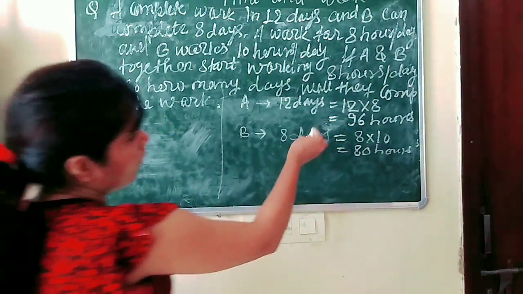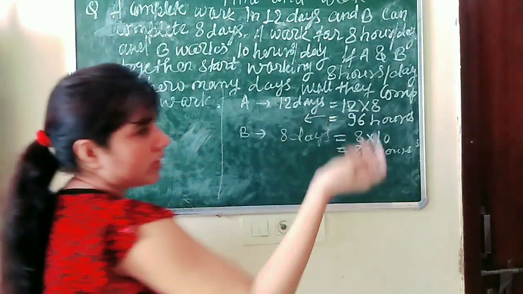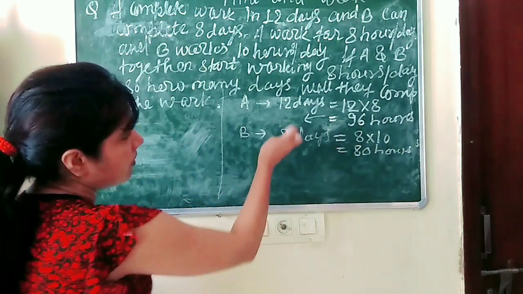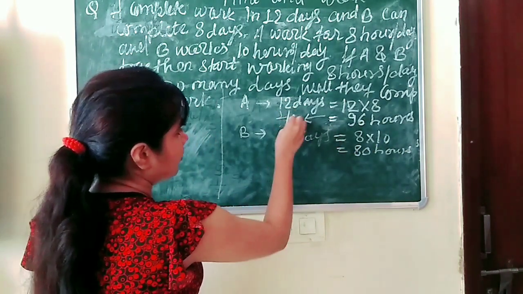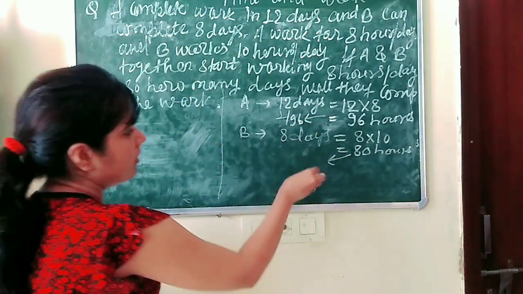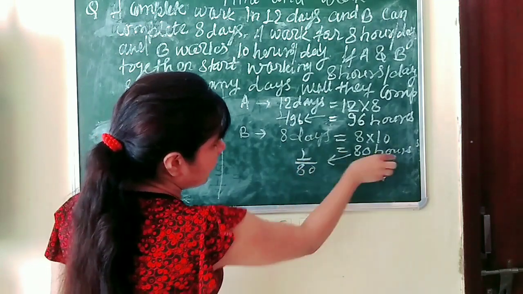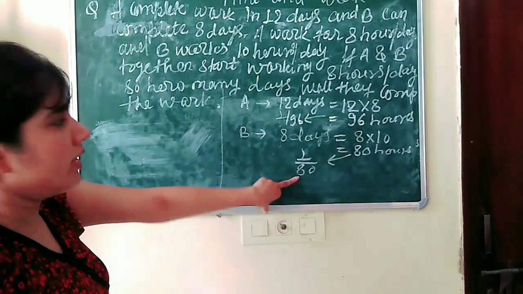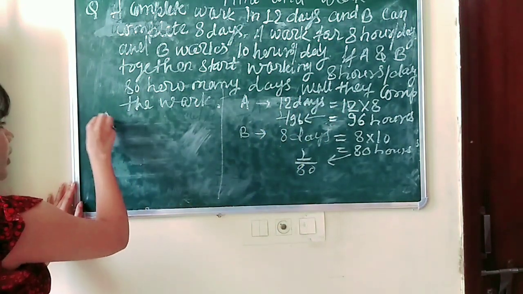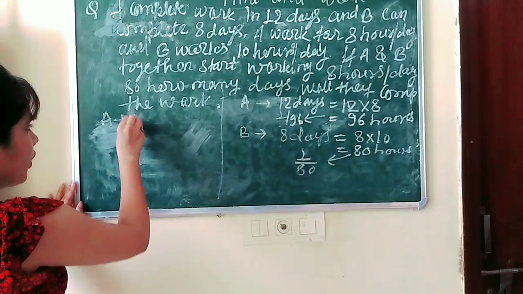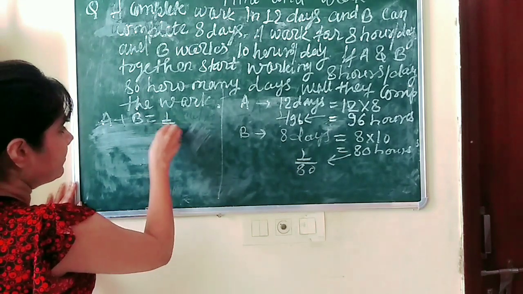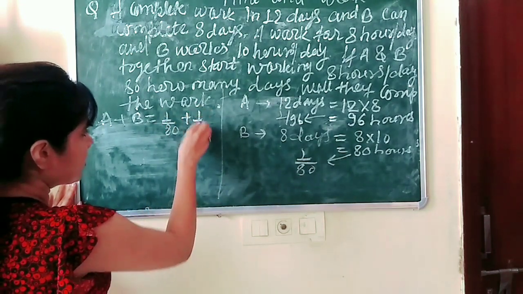Now we will find the amount of work in 1 hour. That will be 1 by 96, the amount of work by A, and the amount of work in 1 hour by B is 1 by 80. We simply invert that. Now they are working together, that means A plus B. So here we will add their amount of work, that will be 1 by 80 plus 1 by 96.